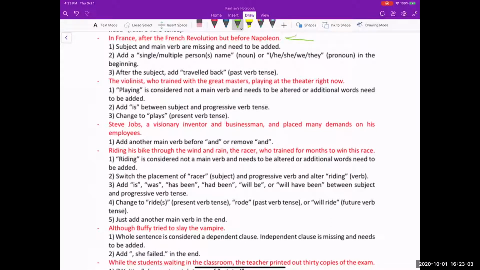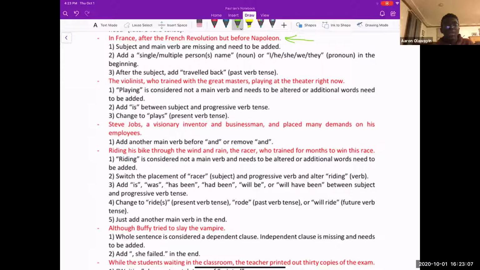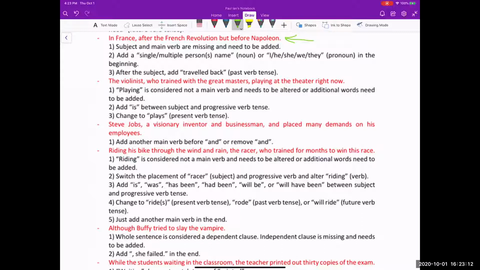What about this one? It's missing a subject and a main verb again. Okay. So in France, after this one, yeah, the main verb and subject are missing, but it gives you a lot of info here.